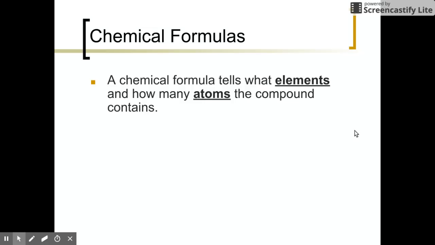Chemical formulas are kind of like a recipe. A chemical formula tells you what elements you need and how many atoms the compound contains. If you had a recipe, it would tell you what ingredients you need and how many you need to have for each.